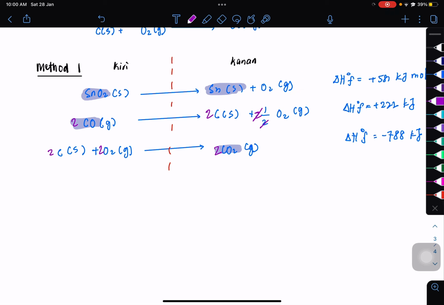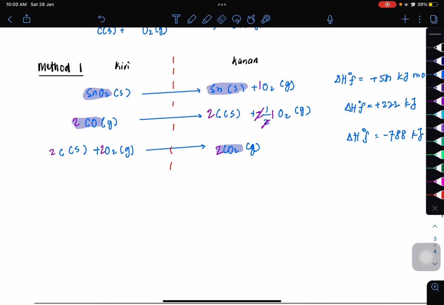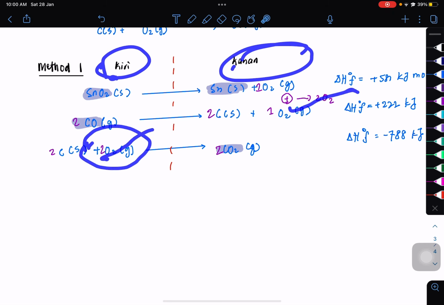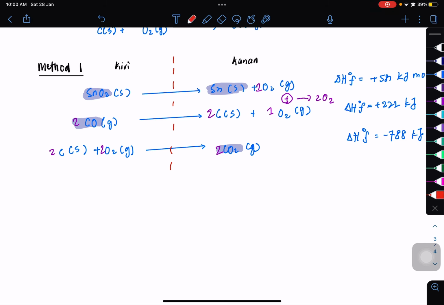Ni kan 1 tambah 1 kan kita dah potong tadi. Okay, I tak nak you pening. I terus potong. Okay, kan sini 1. Bila kita tambahkan dua-dua ni, dia akan jadi 2 oksigen. Okay, so ini sebelah kanan. You nampak sebelah kiri. Ada ke spesies yang sama? Ada. Oksigen. So, tolak. You boleh cancel out.